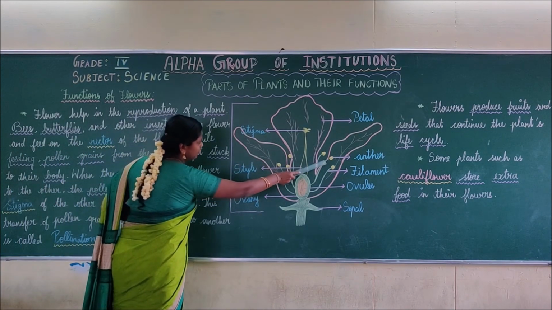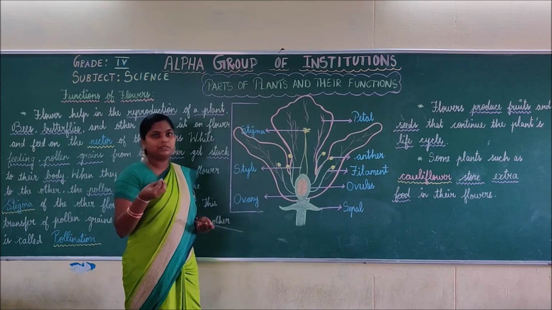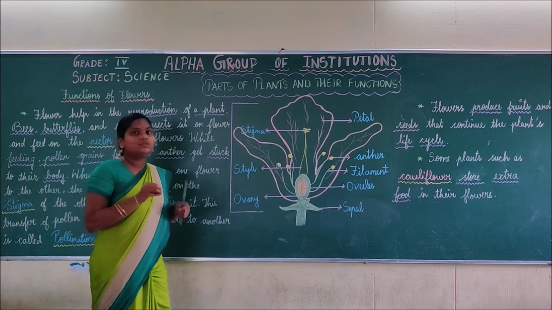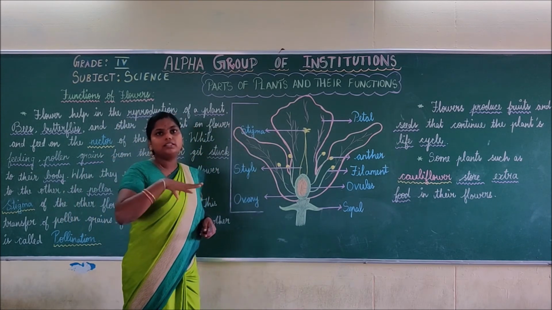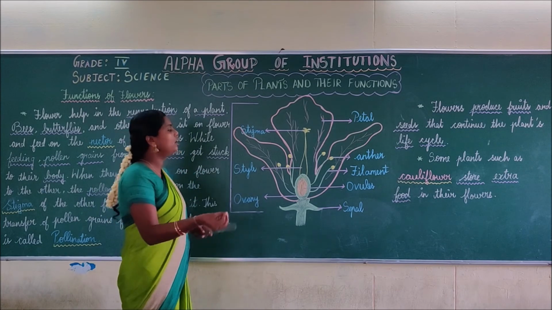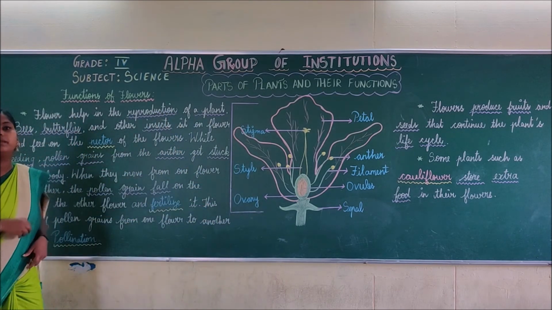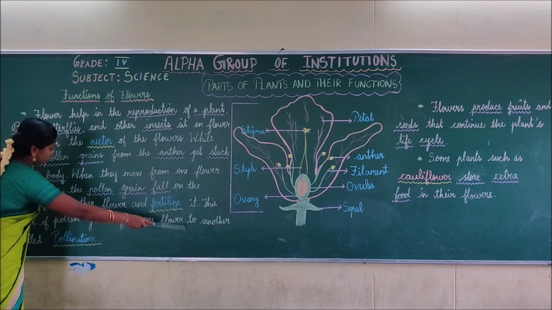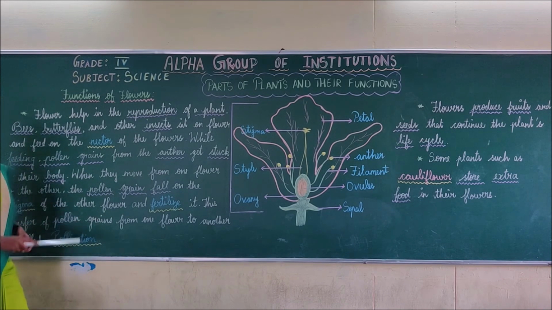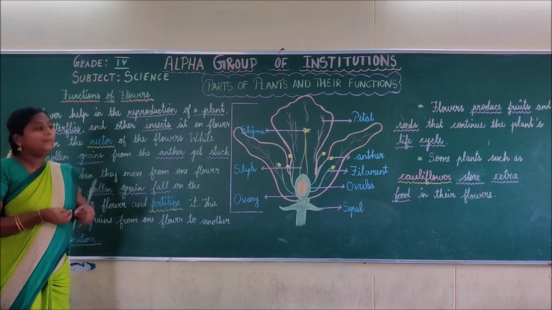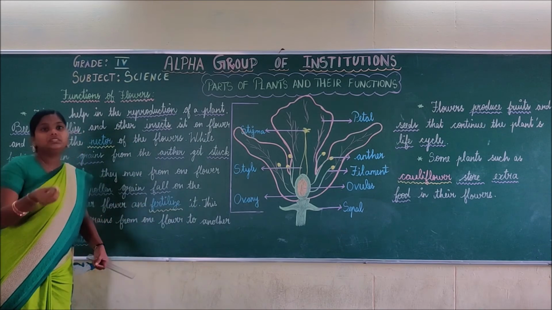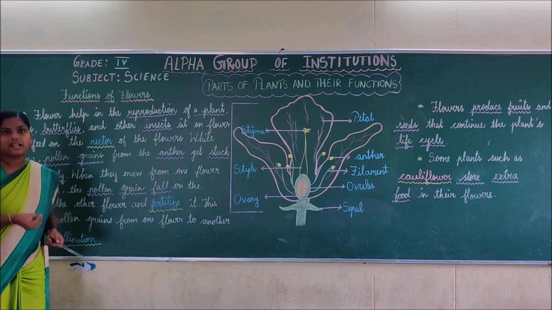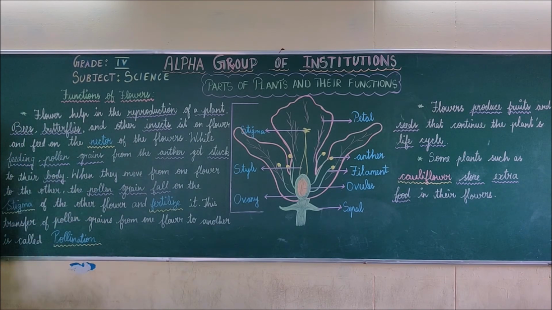Now a bee is going to sit here and take the honey from the nectar. While he is going away, he will stick some pollen grains on his body. When he goes to another flower, the pollen grains will fall on the other flower and make it fertile. This transfer of pollen grains from one flower to another is called pollination. So the pollen grains go from one flower to another with the help of bees, butterflies and insects. This transfer is called pollination.